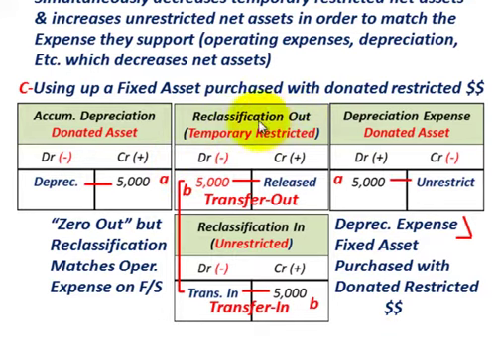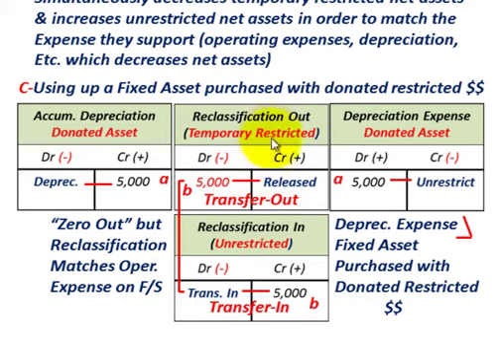So for the reclassification out of our temporarily restricted funds, we would debit $5,000. We're releasing monies that are actually being spent, recognized as depreciation expense. So we transfer it out, we debit the reclassification out, temporary restriction, for $5,000, and then the credit goes to the reclassification in, into the unrestricted funds, for $5,000. So that's the reclassification in, and the transfer out for the reclassification out.